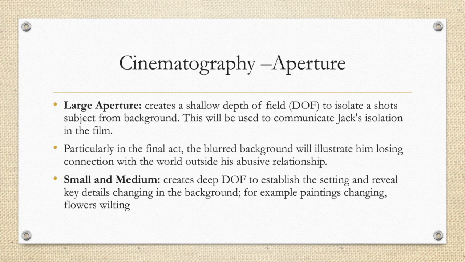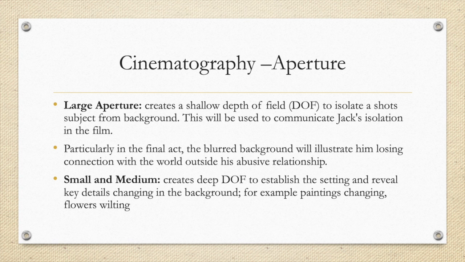So going to use a lot of large apertures for when it's close-ups of Jack to create a shallow depth of field. This will isolate him from the background of the shots, and we can use this to really communicate Jack's isolation again, particularly in the final act when Jack and the girlfriend manifestation character are having their talk. Going to be really focused on their faces, so having the shallow depth of field will really allow the audience to feel close to the characters and to really experience the emotions that the characters are going through at the time.